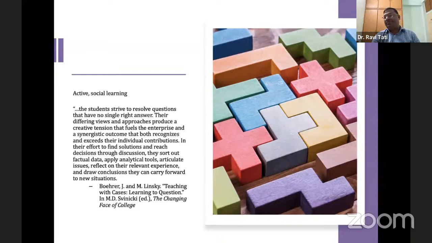So active learning is not just learning; you're also engaging yourselves in discussions. Through that, there's social interaction. Now, from our childhood, all that we remember for the last 40, 50, 60 years, we still remember what happened when we were in year 8 or 10. It is because we learned those things in our childhood through social interactions, and they're so indelible that they cannot be erased from our memory. So therefore, the students try to resolve questions that have no single right answer.